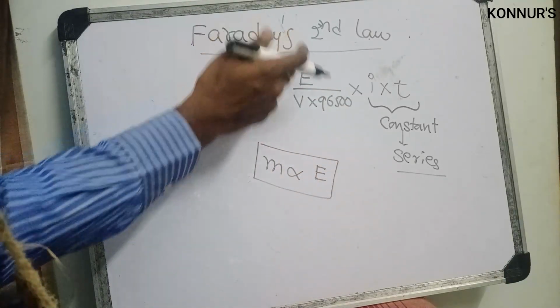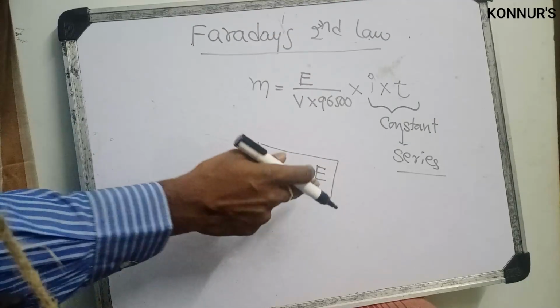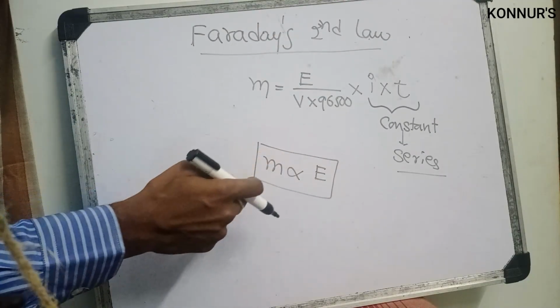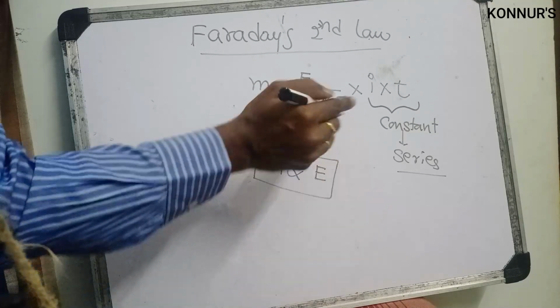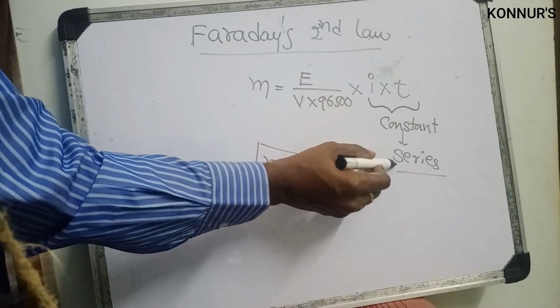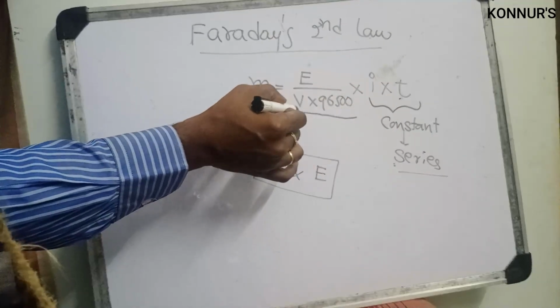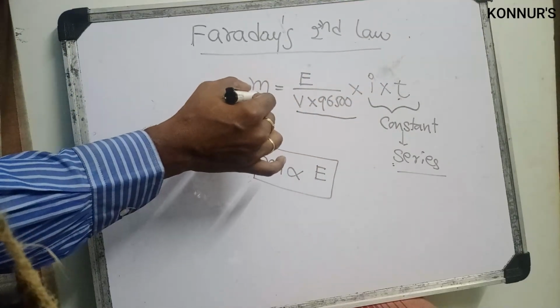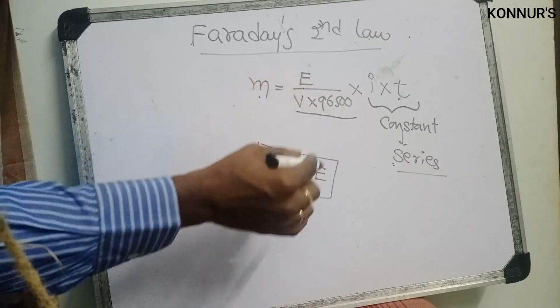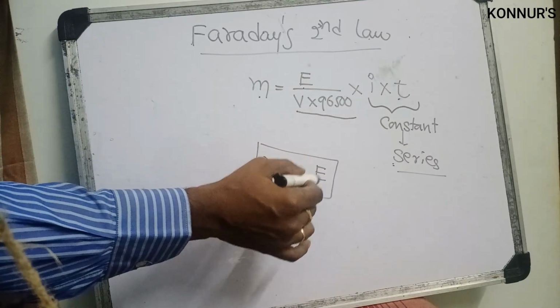So this is nothing but Faraday's second law. When you take different electrolytic solutions connected in series manner, current is constant and these two are already constant. So that's why M is directly proportional to the equivalent molecular weight of the compound.